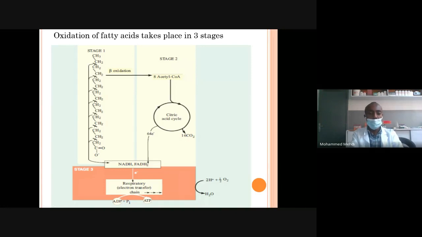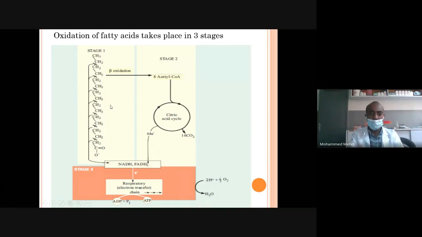If you are using Greek letters, alpha, the first letter, is given to the carbon next to the carboxylic acid, which is a functional group. So alpha, beta, gamma, delta are given sequentially up to the end. The end of the fatty acid is omega, and the first carbon is alpha. If oxidation is found between the alpha and beta carbon, we call it beta oxidation.